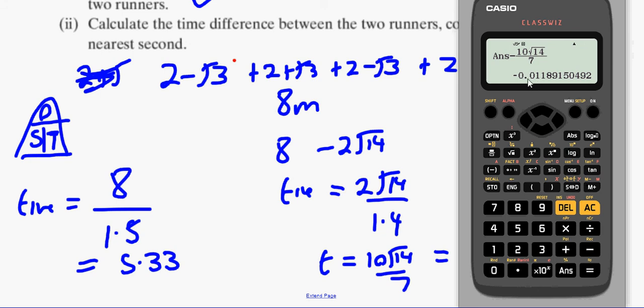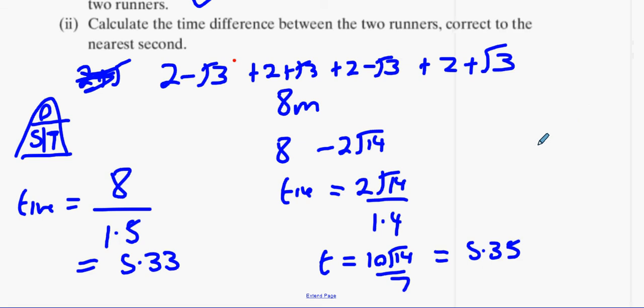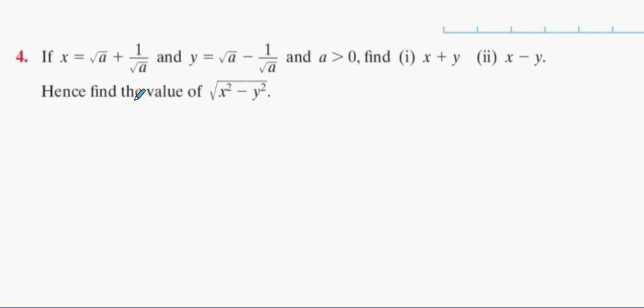Minus 0.011. It's minus because I just did it the opposite way around. Correct to the nearest second would be 0. The answer is 0 for some reason. Joy. Alright. Off you go.